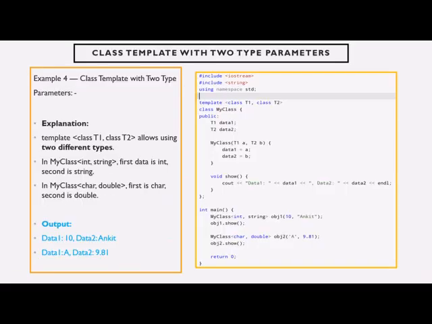Class template with two type parameters. What if we need two different types in the same class, like an integer and a string together? We can do that with multiple type parameters. Here, template class T1, T2 allows using different types. In my first object, first data is int and second is string. And then in my next one, char and double, first is char and second is double.